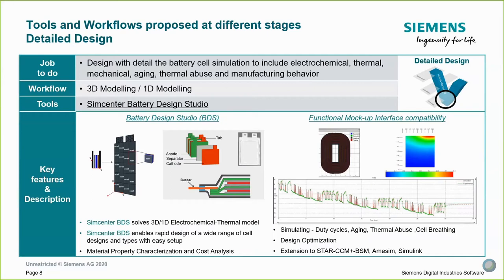For the detailed model, you could use Simcenter Battery Design Studio, where you can do a 3D physics-based solution, looking at varying duty cycles and how it would behave for aging, thermal abuse or cell breathing. Thermal abuse would include the chemical reactions occurring, say, because of the solvent and the electrode, or the SEI decomposition, which happens first, and what the heat generation would be. Within BDS, you could use the material properties and perform cost analysis and manufacturing tolerances of how you actually build a cell. You could also use your test results to create a mock-up of the actual physical model if that was not available.